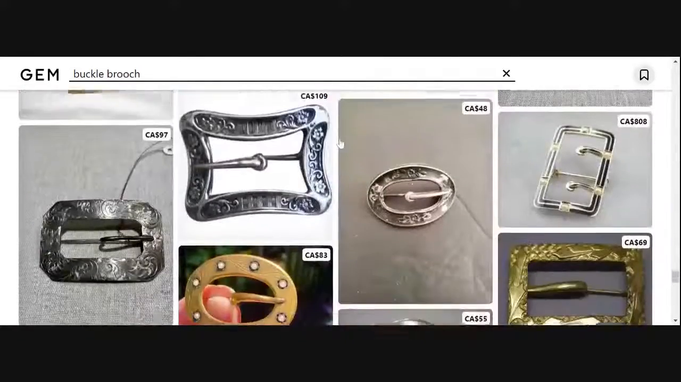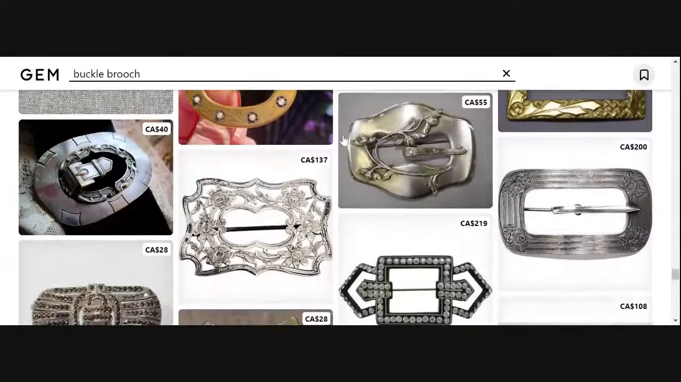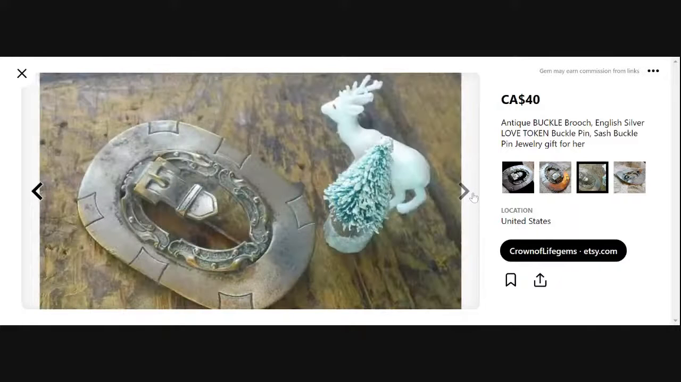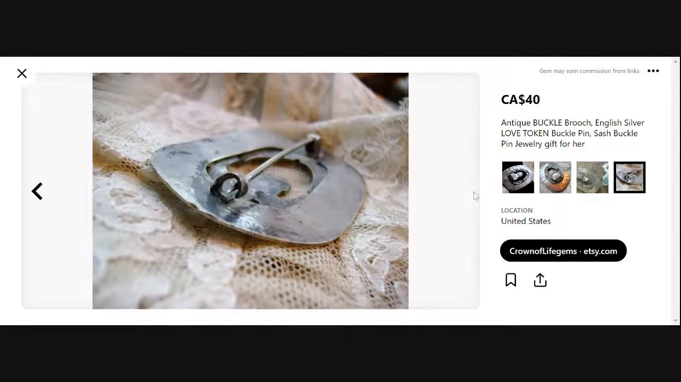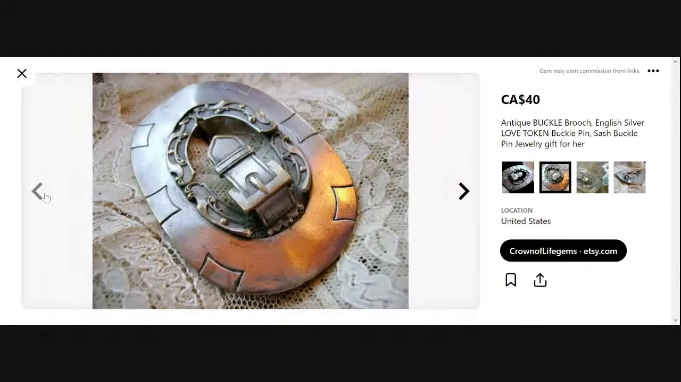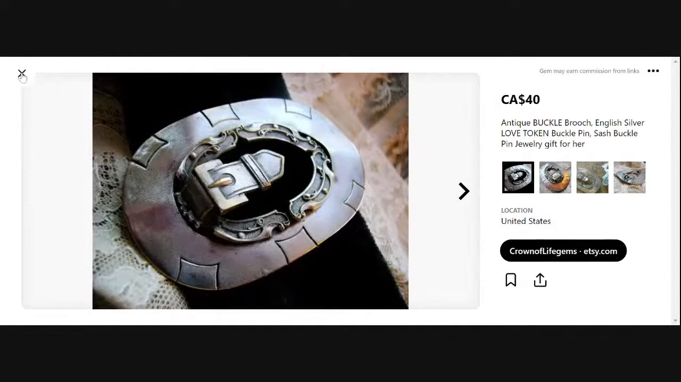All right, let's go for just a little bit longer. Aha. Here we have an antique buckle brooch. They say it's an English silver love token buckle pin sash buckle. This one looks like it's large and in charge. I'm not seeing any marks on it, so I suspect it may be silver plate at $40 and not silver, but silver in color for sure. But there's some really beautiful details. So we've got the buckle motif, and then we also have almost some floral details around it too. So it's quite nice.